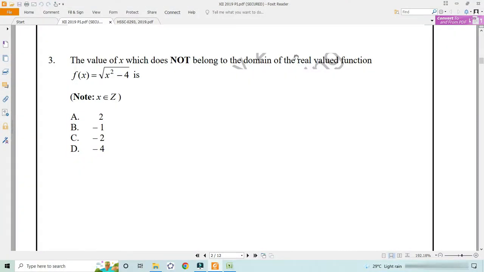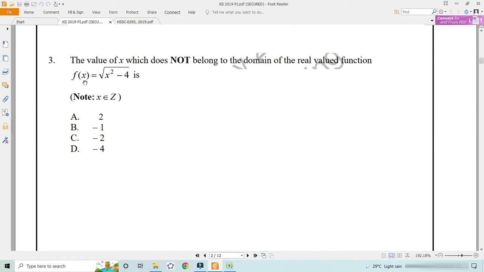According to MCQ number 3, the value of x which does not belong to the domain of this real valued function is. In fact, इस MCQ में हमें चेक ये करना है कि इनमें से कौन सा वैल्यू गिवन फंक्शन की डोमेन नहीं हो सकता.